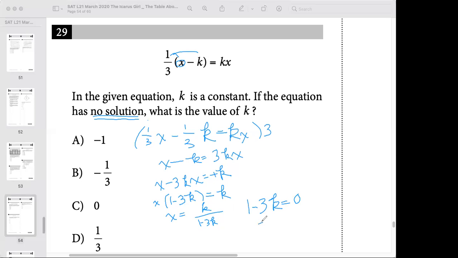So I will subtract 1 from both sides. Negative 3k equals negative 1. I can just divide both sides by a negative. So I get 3k is 1. Divide both sides by 3. And k is 1/3.